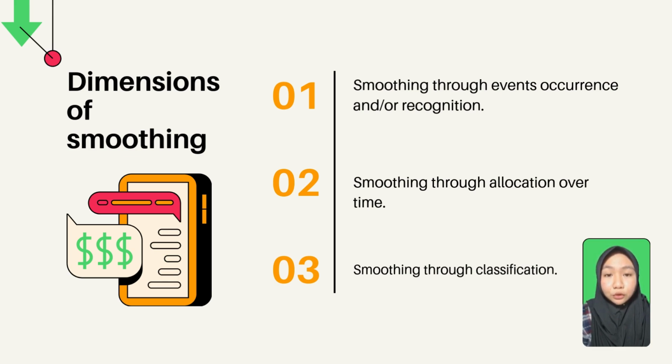The second one, smoothing through allocation over time. This involves spreading certain costs or revenue over multiple periods rather than recognizing them all at once. The purpose is to avoid large spikes or drops in income by allocating the impact of certain items gradually over time. And the last one is smoothing through classification. This step involves changing how items are categorized in the financial statements to affect how income is presented. The purpose is to present core operating earnings as smooth and stable, even if total net income might fluctuate.